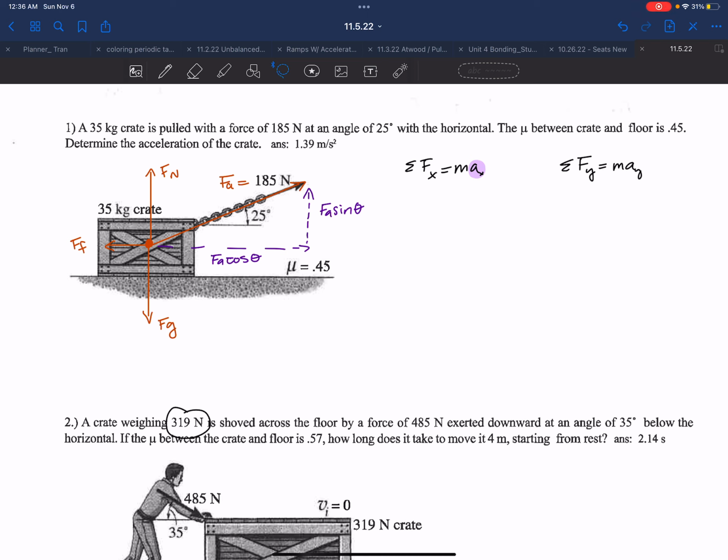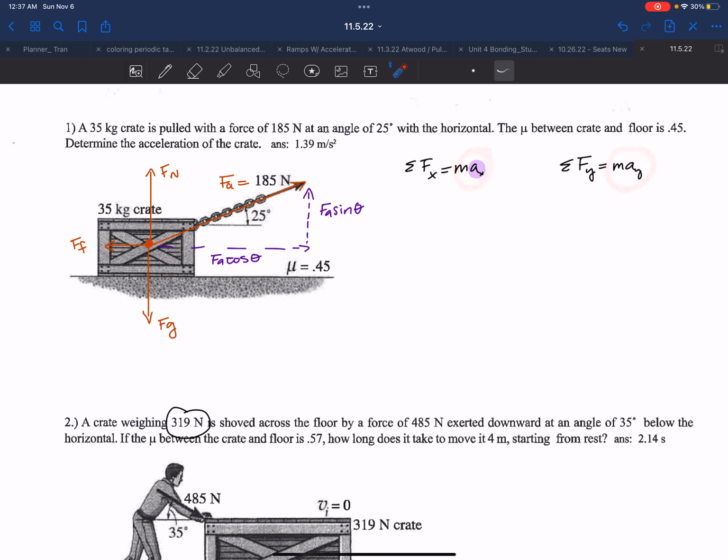So I start off with a free body diagram for this crate that is being pulled at a force of 185 newtons at an angle of 25 with a horizontal. The mu is given to us, so I can assume there's friction. And also it wants us to find acceleration. So the problem is that we're given two types of acceleration to deal with.